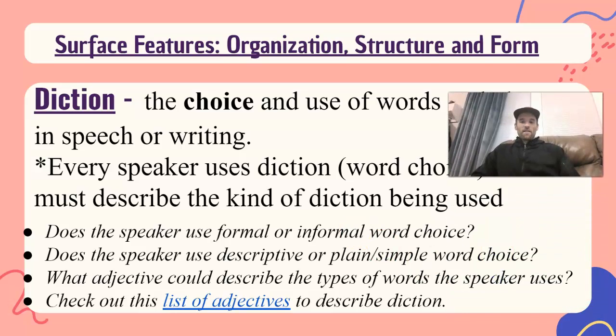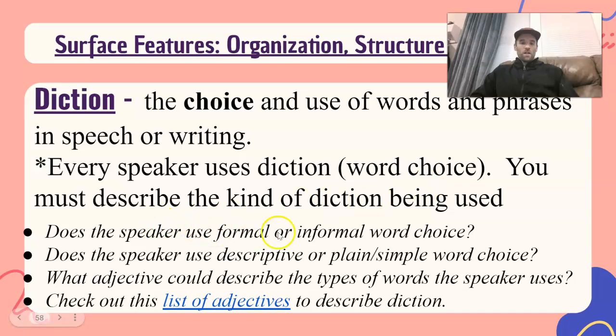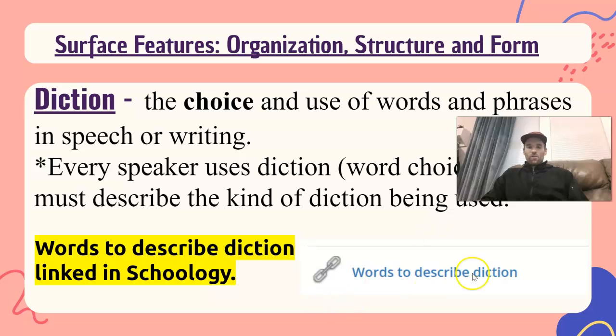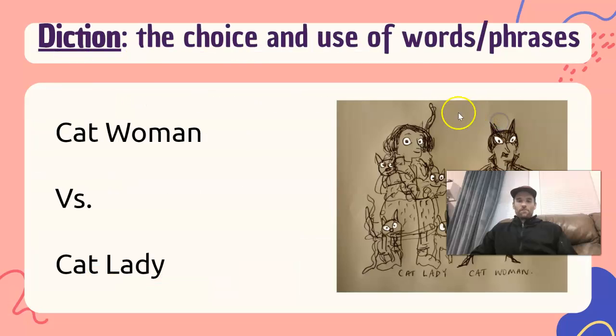So some questions you might ask would be, is it formal or informal? Is it descriptive or is it plain? Is it simple? What adjective could describe the types of words the speaker uses? There's a link on Schoology to give you some ideas for how to describe diction, because sometimes it's really hard to think about how to describe the word choice of an author. I'll give you some ideas on that one. And so in Schoology, you'll see a link in this lesson. You can always use that resource to help you out.